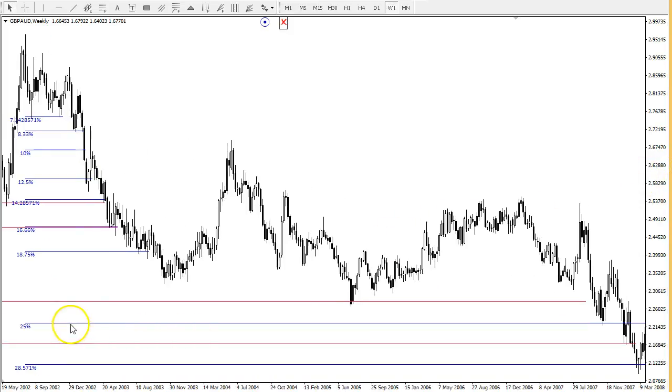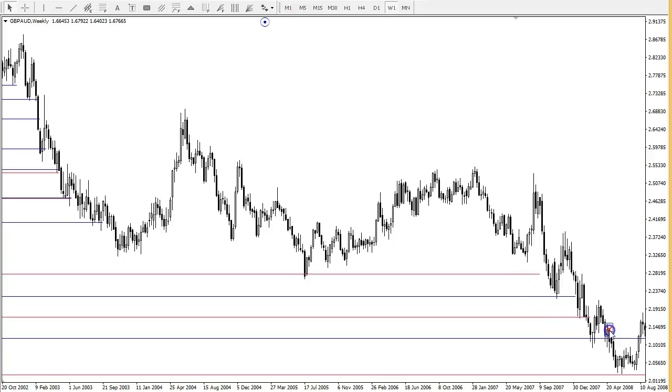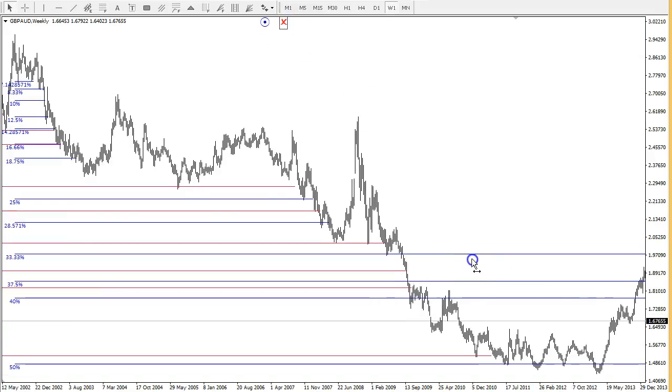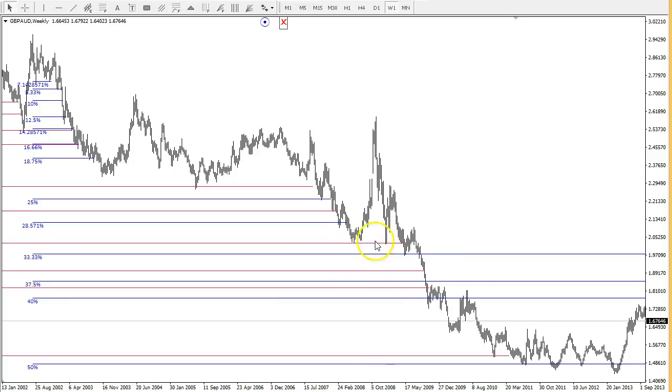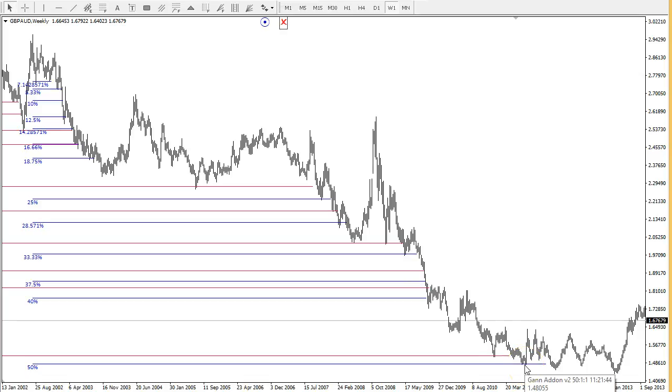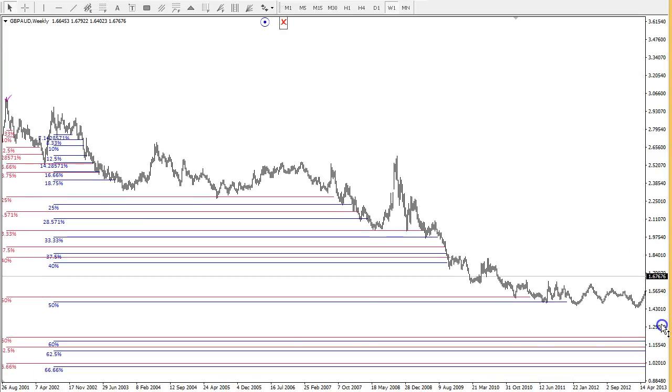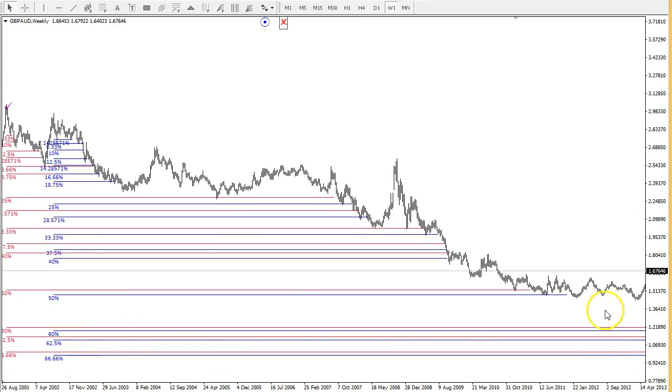You have the 25% coming from that high, give you the reaction here for at least 5 weeks. And here you have the 28.571 give you the reaction, sorry, so yes, 28.57 give you the reaction here. 33.33 gave the low down here. There was no reaction at this level or this level, but the 50% level give you an important low here in the market. And also you can keep and use the future levels in these levels for the future reaction.